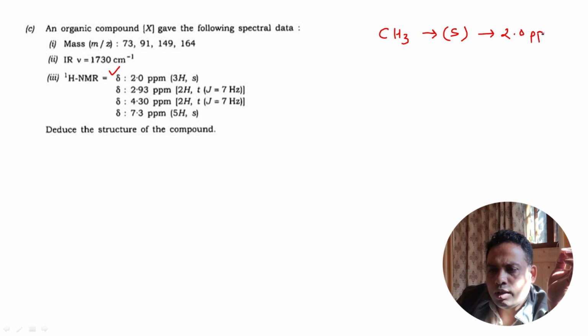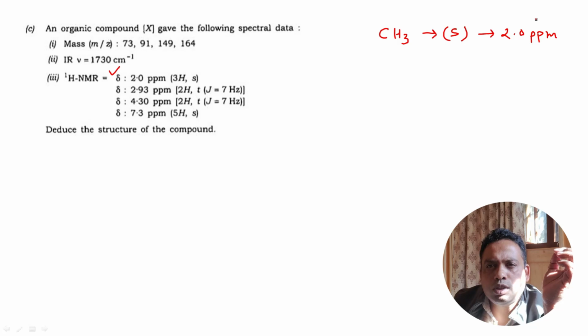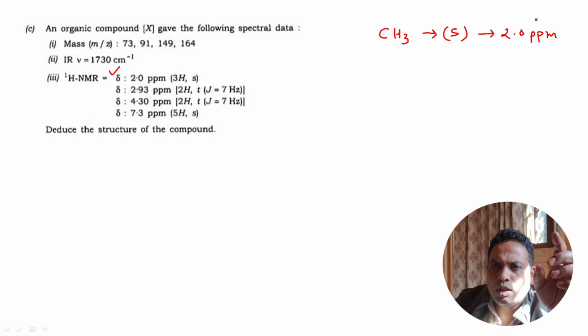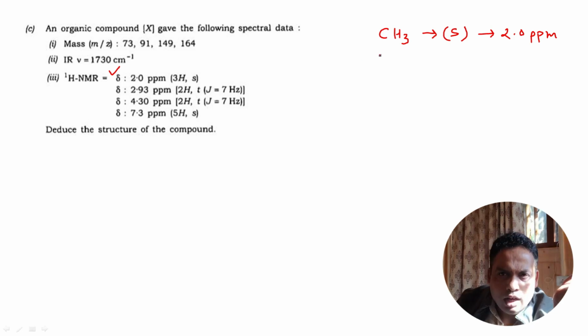And you know these alkyl protons generally resonate between 1 to 2 ppm, but it is at 2 ppm. That means it is somewhere near some electronegative element. Let's see what could be the possibility.